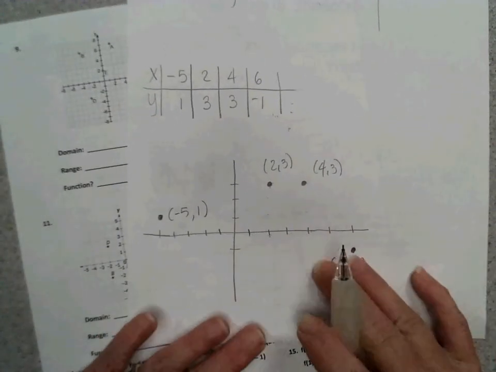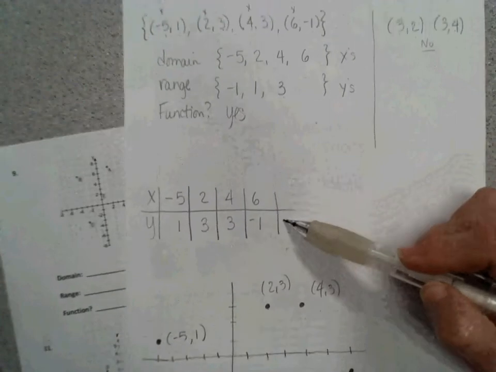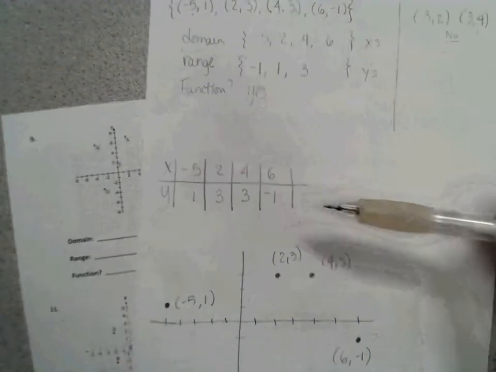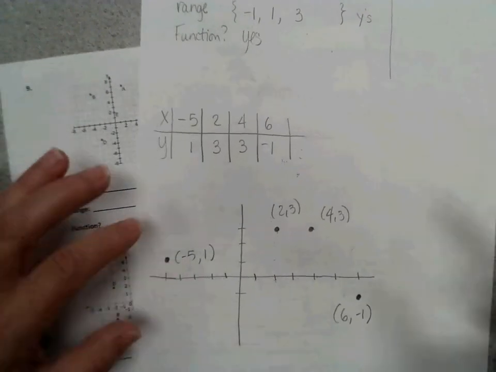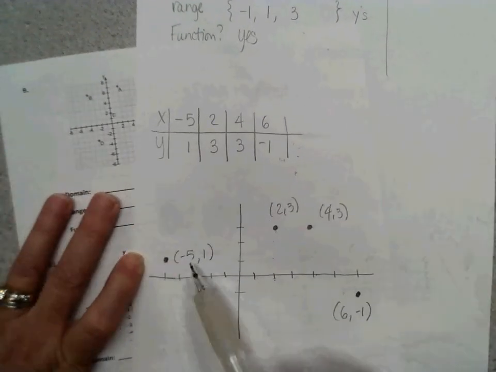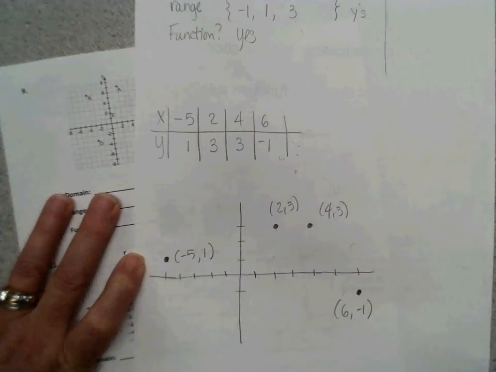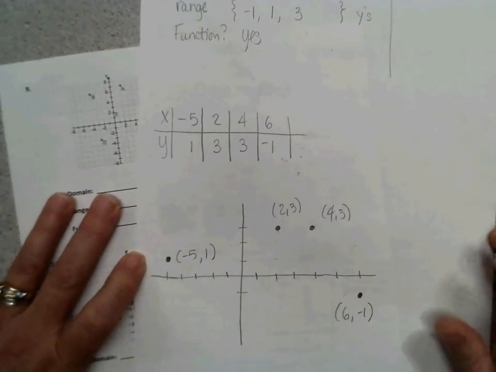So once again, this problem is the exact one as this, which is the exact one as this. So just one problem showing it 3 different ways. Once you have listed these ordered pairs, you have your x values for your domain, you have your y values for the range, and you can tell whether or not it's a function.